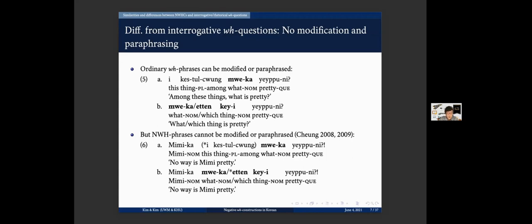예쁘니. But as we can see in 6, double-edged phrases in the construction cannot be modified or paraphrased in the same way as original double-edged phrases. So in 6A, we cannot say 미미가 이것들 중 뭐가 예쁘니. This expression cannot modify the double-edged phrase 뭐가. And also in 6B, 미미가 뭐가 예쁘니? Here, this double-edged phrase, 뭐가, cannot be replaced by the expression 어떤 것이, which means which thing.